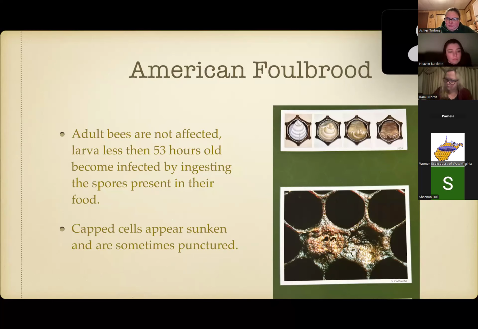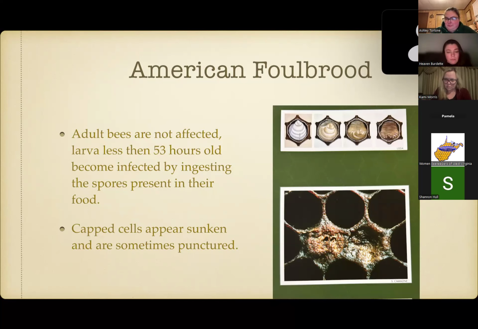When you look at the picture below, that's a really bad case, but those cells are capped cells, and they're sunken in. And if you notice on the left-hand side, there's a perforation, a small hole in there. Worker bees can tell that there's something wrong with that larva, and they will perforate. They'll make a hole in there.